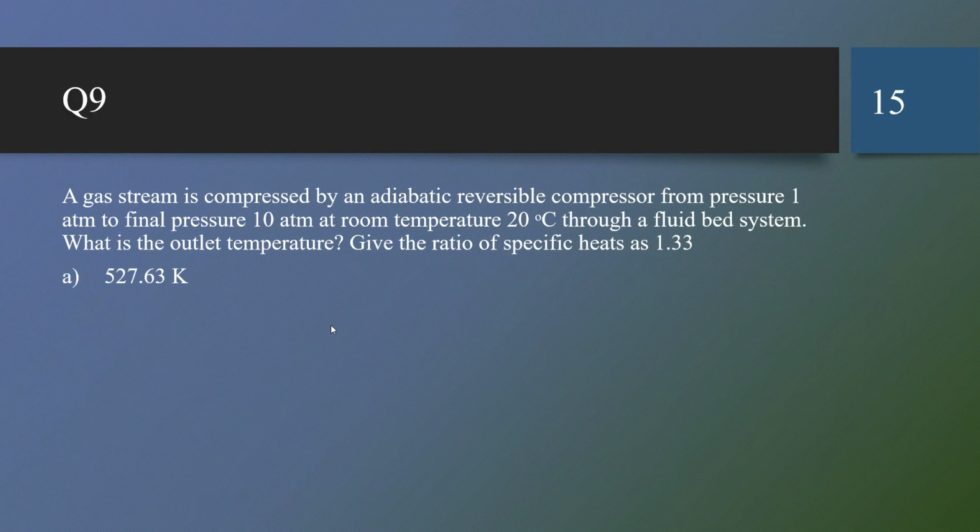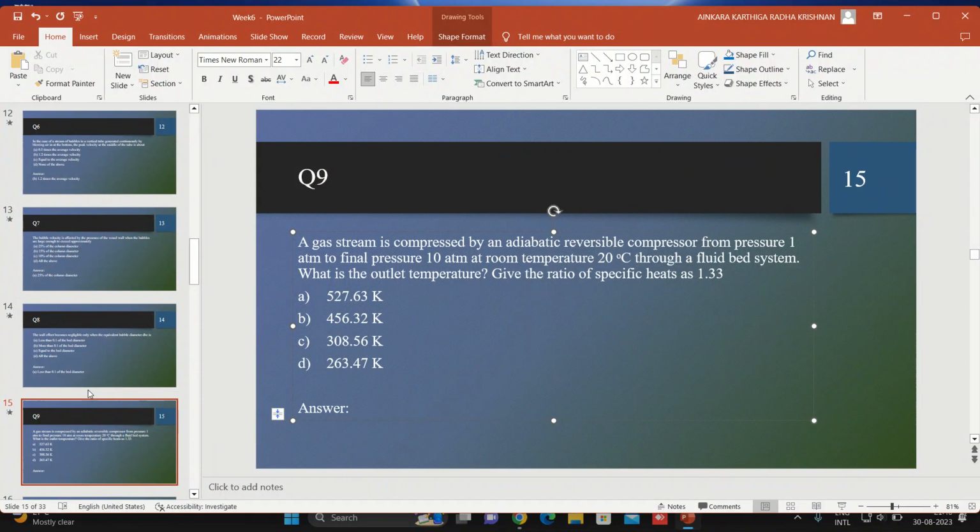So the given option is option A, 527.63 Kelvin. Option B, it is 456.32 Kelvin. Option C, it is 308.56 Kelvin. Option D, it is 263.47 Kelvin. So we'll just solve this one. And yeah, what is the outlet temperature? We'll solve this, no issues.